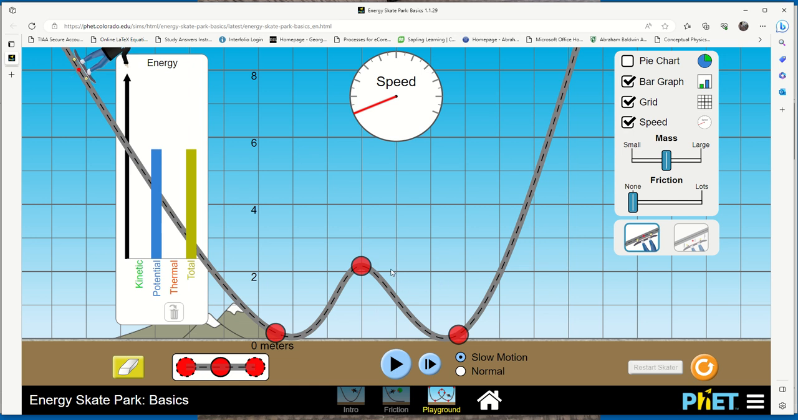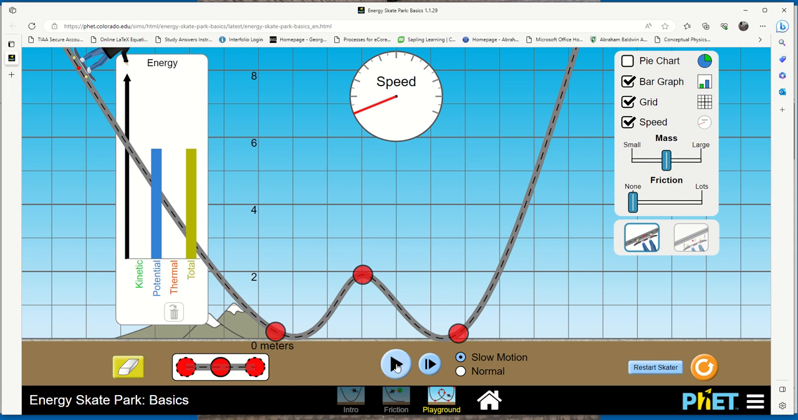Now, by V at the peak, I want the speed right here, but I want to make sure that the peak is right at 2 meters. And down here, 0, right there at 2. And now I want to read the speed from the speedometer when the skateboarder is right there at a height of 2.